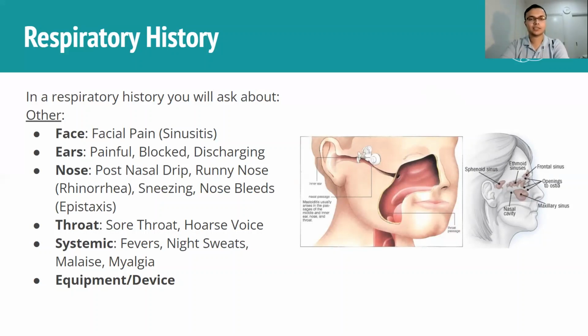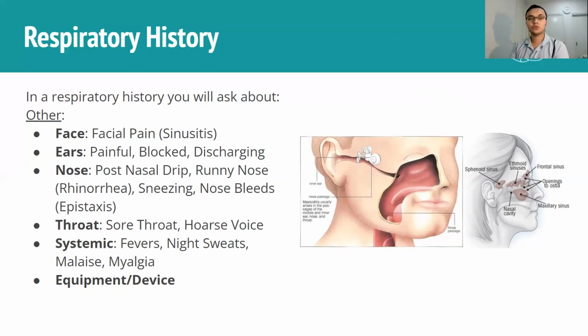That's why it's really important to ask about that. You also have questions about nose-related things, so post-nasal drip. Do you have sort of mucus from your nose dripping down to your throat? Runny nose, which is called rhinorrhea, sneezing. So you can just ask generally, have they been sneezing a lot more than usual? And then you also have nosebleeds, which again, we give the medical term for, epistaxis.